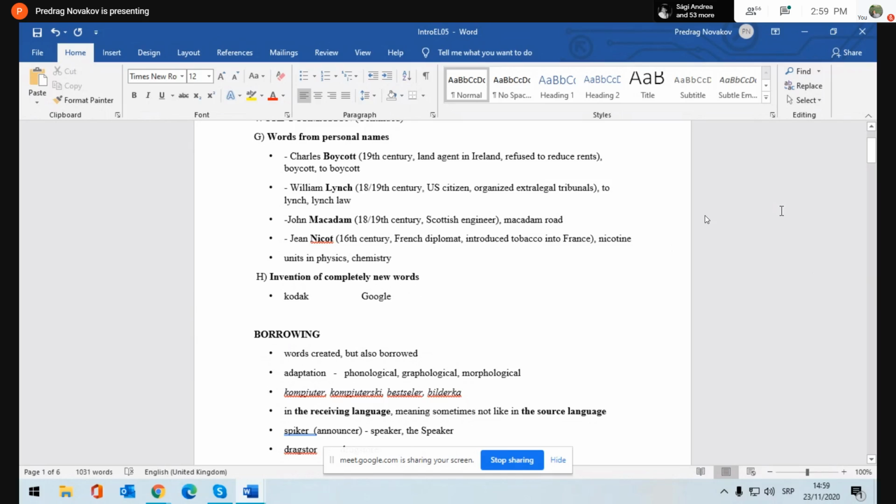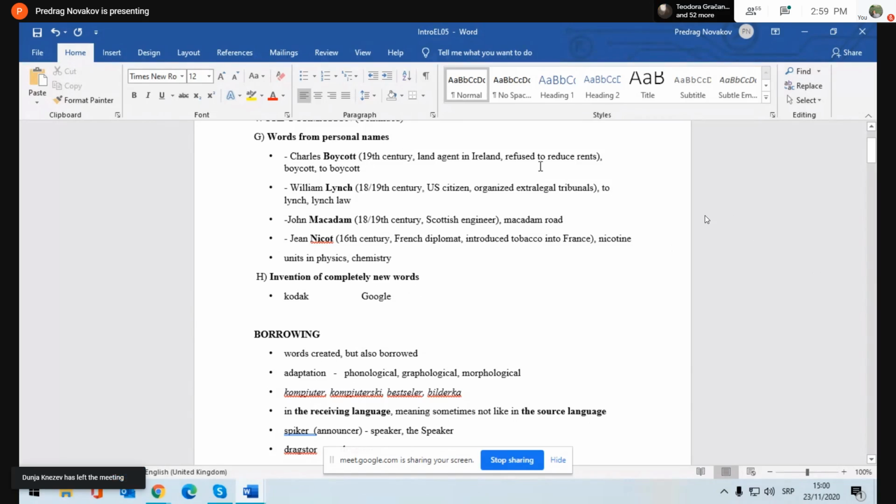Charles Boycott. Boycott as a family name was a specific person. You can read it, 19th century. He was a land agent in Ireland. He reduced rents, okay? And he was boycotted. So we have the noun boycott, and the verb to boycott, from his family name, okay?